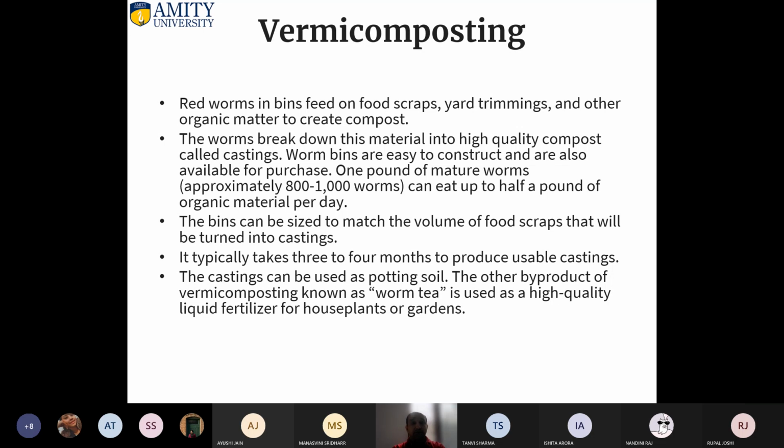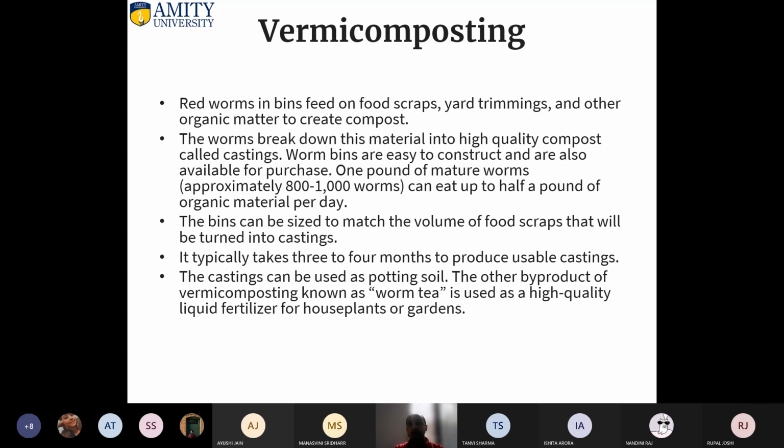It typically takes 3 to 4 months to produce usable castings. From the initial stage when the process starts up, at the end the things turn out in just 3 to 4 months of time. So regarding composting, here I am talking about the time frame. At the initial stage when you start the process, the composting will totally depend upon the heap size that you have created.